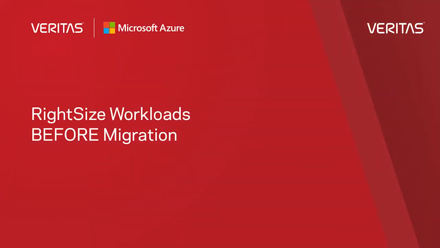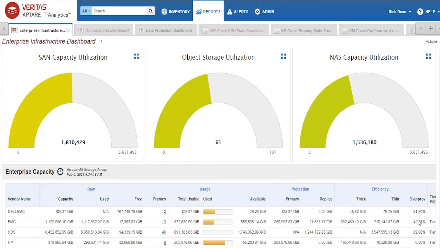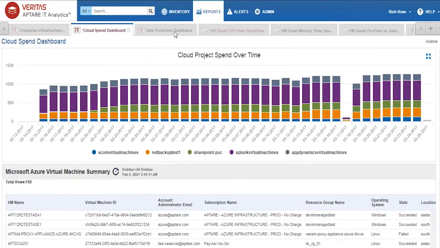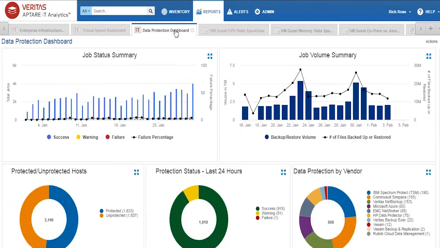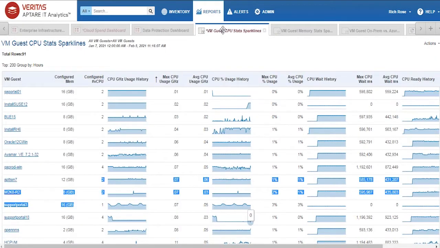I'm a solutions architect with Veritas, and today we're going to show you how we can use APTARE to help in your journey to the cloud. Customers have been using APTARE for years to monitor their on-prem VMware environment. We monitor all their storage, we monitor all their backups, and one of the newest use cases is how to use APTARE to right-size and migrate your on-prem applications to the cloud.